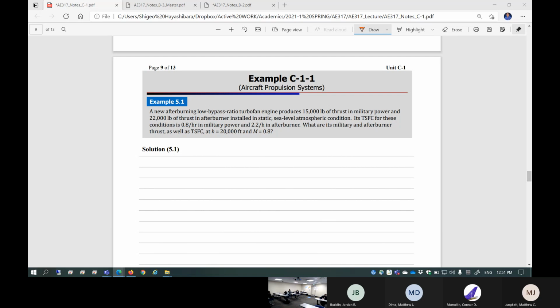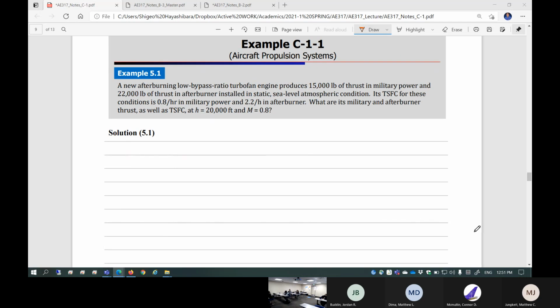A new afterburning low bypass ratio turbofan engine produces 15,000 pounds of thrust in military power. What is military power, by the way? No afterburner. It's dry. Dry versus wet is like military power versus with afterburner. So there is terminology only Air Force Academy people understand, so let's just get used to it. So this is no afterburner, A/B.